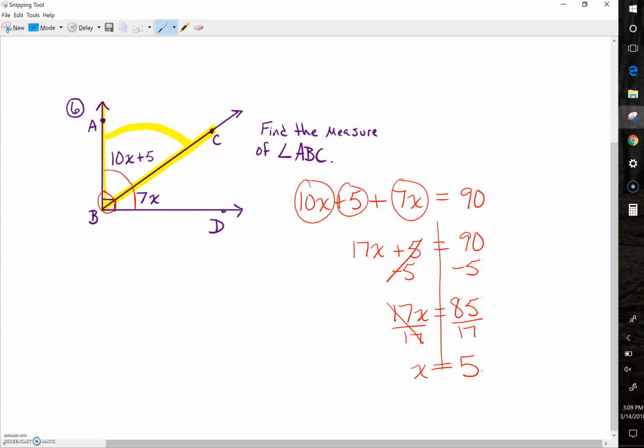Well, 5 is not the answer. They want the measure of angle ABC. So we have to go back up to this expression and plug in a 5. So 10 times 5 instead of 10 times x, plus 5. 10 times 5 is 50. Plus 5 is going to be 55. So the measure of angle ABC is 55 degrees.